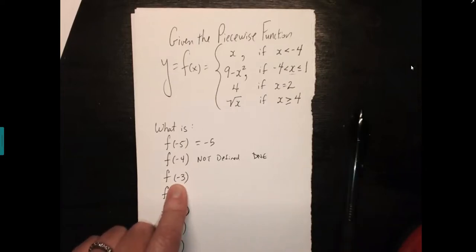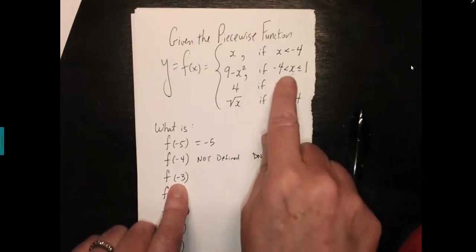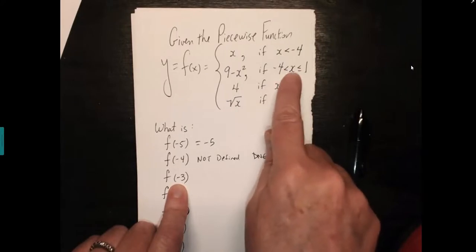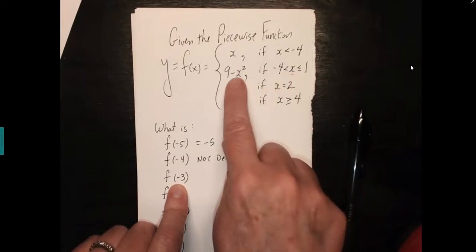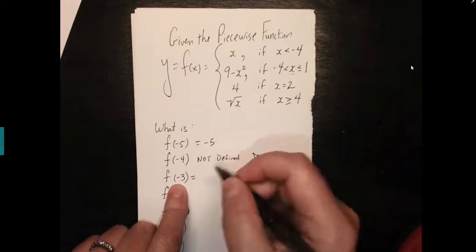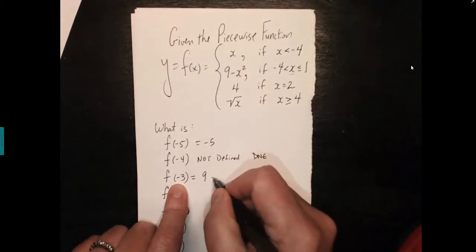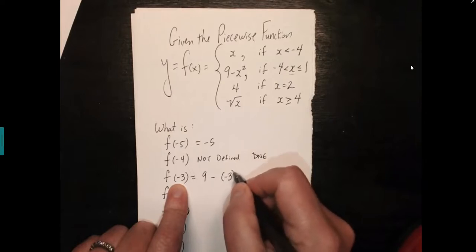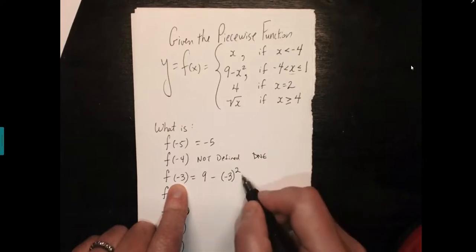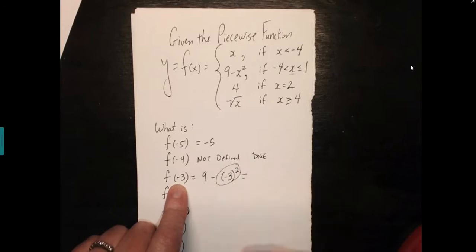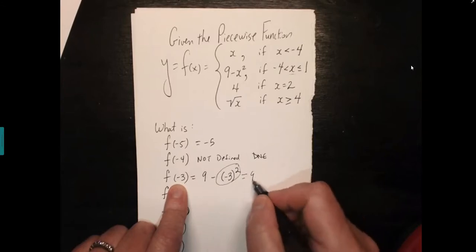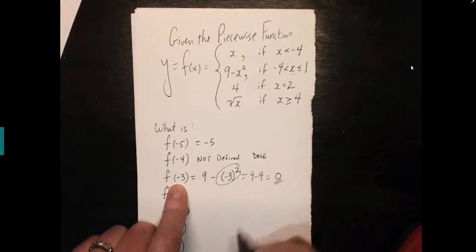What if x is -3? Well, if x is -3, we can see it lives in there, so this is the formula we use. So f evaluated at -3, I'm going to replace the x value with -3. Make sure you do it inside parentheses. And so that's going to be equal to +9, so I get 9 minus 9, and I get 0.